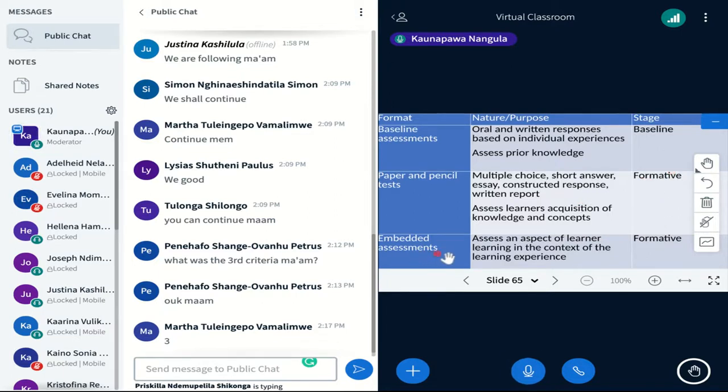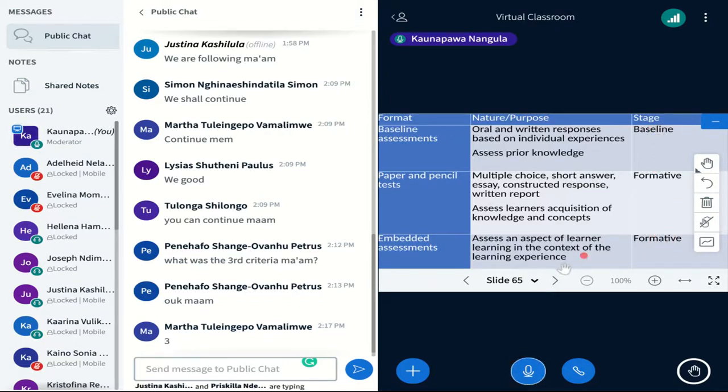And then we have got embedded. So embedded is like inserted, all right? Inserted assessment, embedded assessment. It assesses an aspect of the learner's learning in the context of the learning experience. So it's like when the learning is happening, then you assess a certain part of their learning during the teaching and learning process. And it's part of the formative, all right? So here we're looking at the stages.